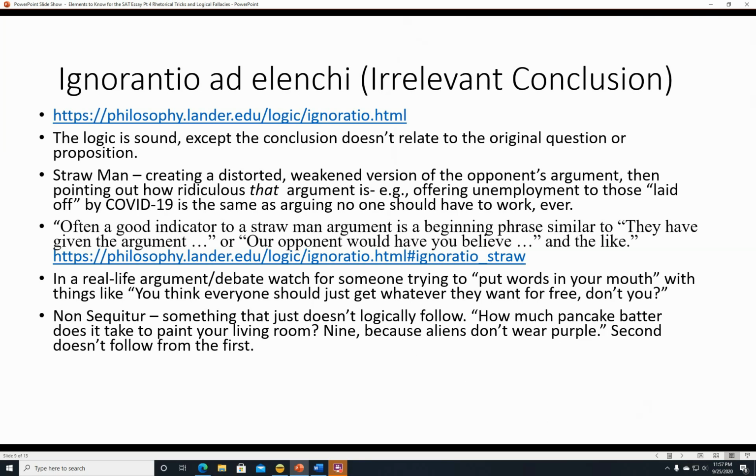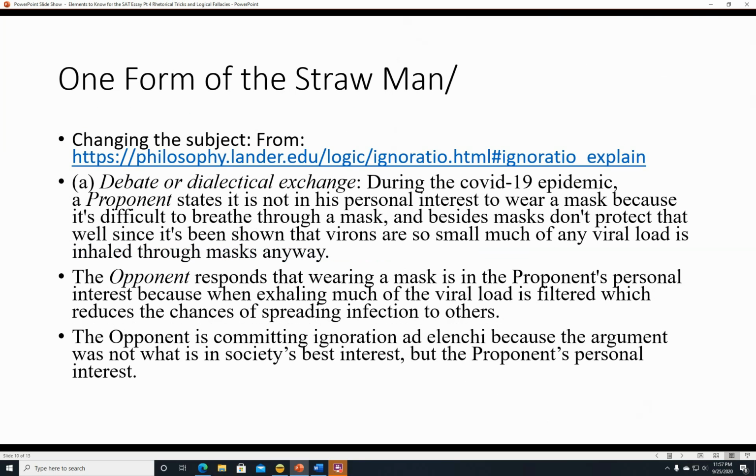Well, 9 what? And aliens don't wear purple. How does that follow from pancake batter? It doesn't. It's a complete non sequitur. That's the joke, is that if you don't understand word problems, they all look like that to you because they don't make sense to you. Ha ha ha ha ha. All right.